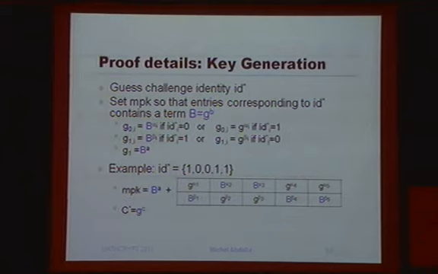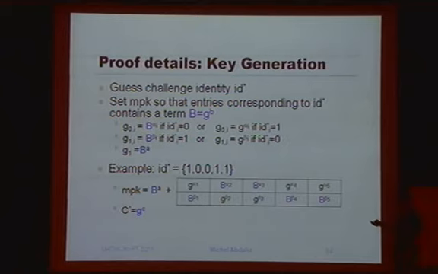So again, we guess the challenge identity, ID star. Now we set up the public key. The idea is actually quite simple. Imagine that we guess the challenge identity to be 10011. For all these positions here, we're going to put b inside, where B is g to the b, so just the first term.